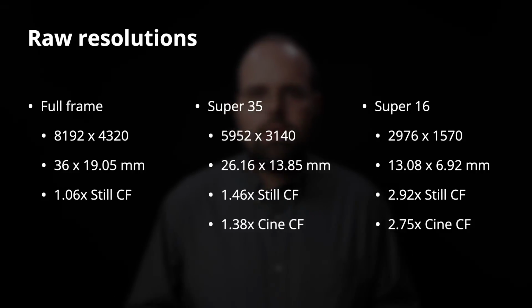Finally, the lowest resolution option is to shoot in Super 16 mode. It's a 3K image. It's about a 2.9x crop factor if you're thinking in terms of still photography frames, or 2.75x crop factor if you're thinking in terms of cinematography frames.